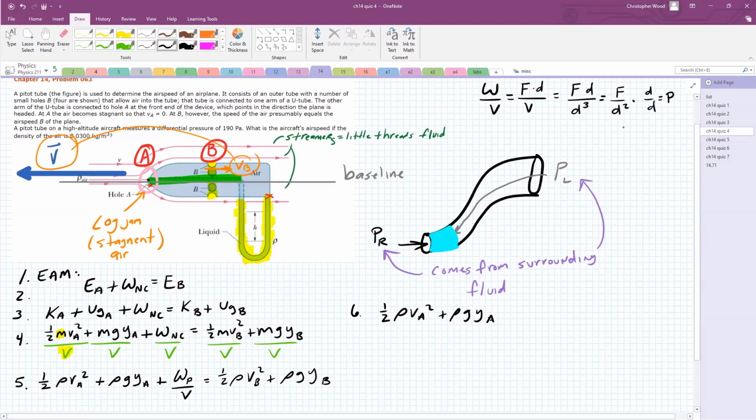The definition of pressure, this was defined in chapter 14, is force per area. So pressure is force per area. And I'm saying through this little sidebar conversation that work divided by volume is the same as force times distance divided by volume. And we are talking about the net force.